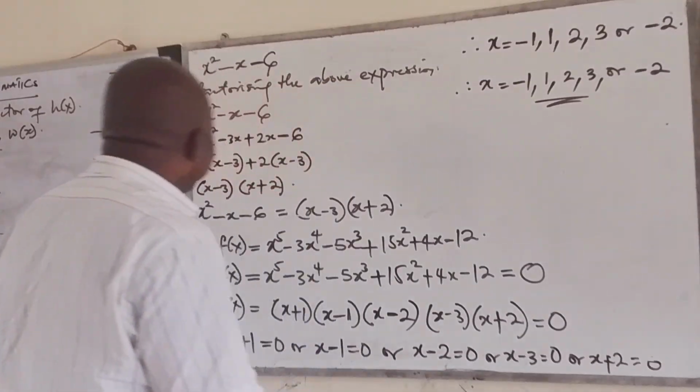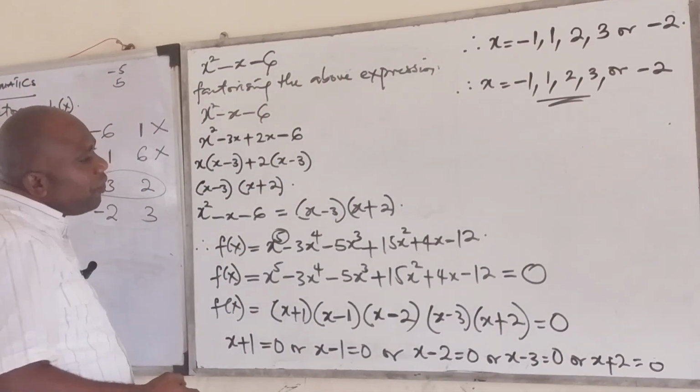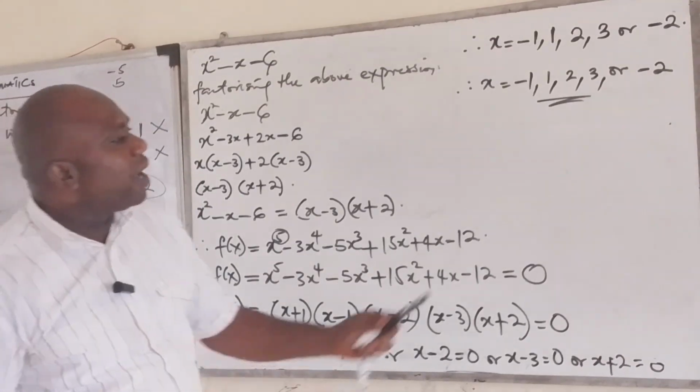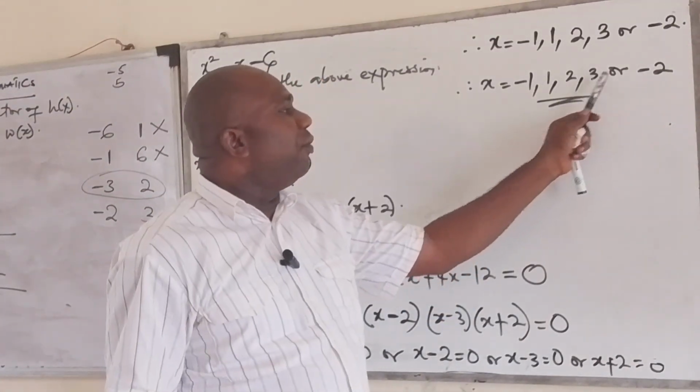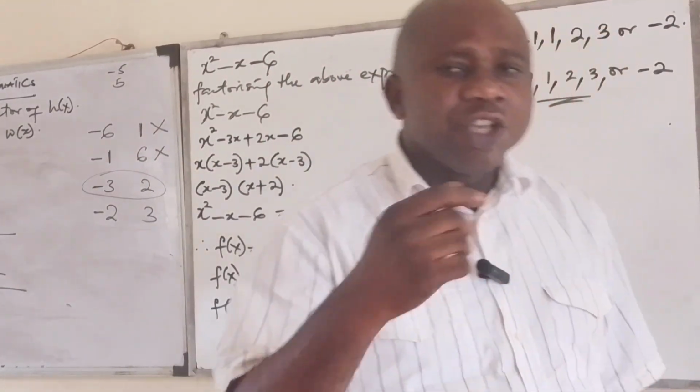So now, because the highest power here is actually 5, you can see here that we have 1, 2, 3, 4, 5. We have 5 roots of the Quintic equation.